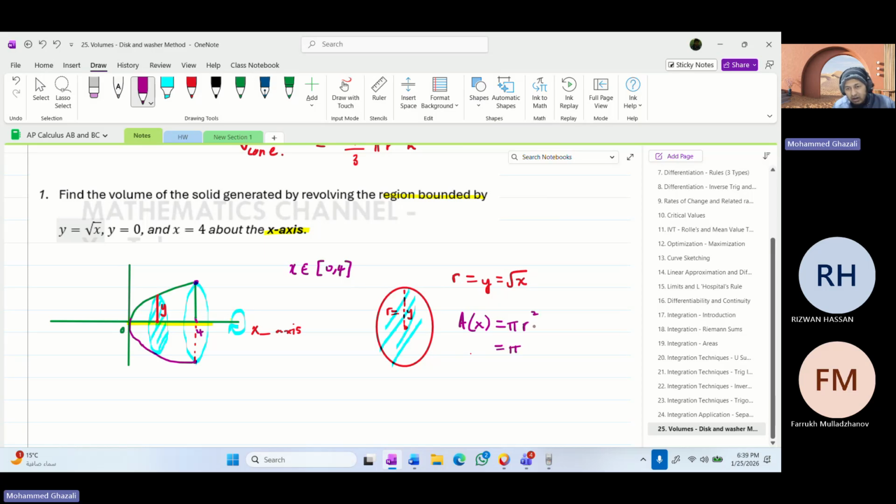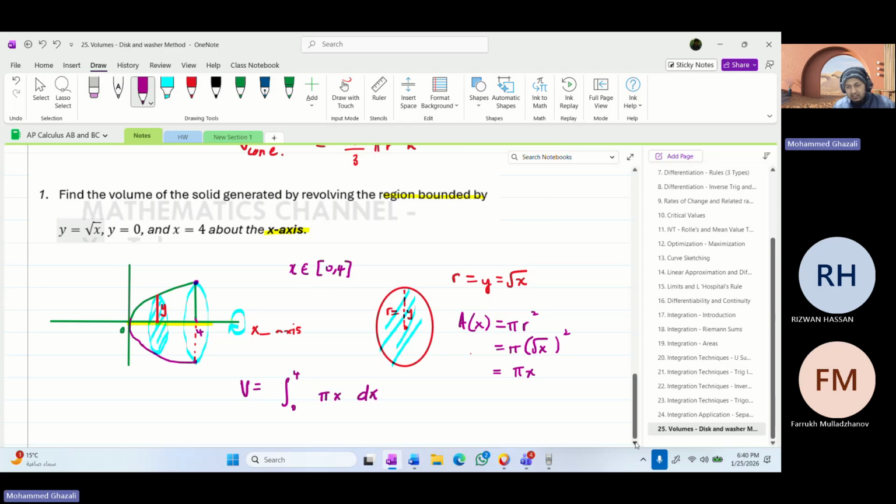Pi, what's r? r is square root of x. Square that, and I just have pi times x, because square root of x all squared is just x. And what are you doing? To find the volume, integrate from 0 to 4 of pi x dx.